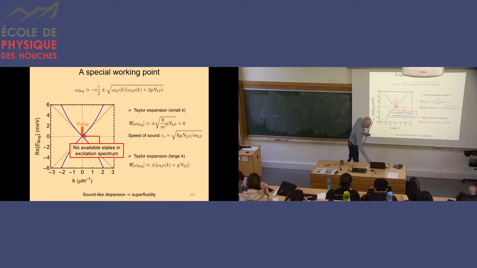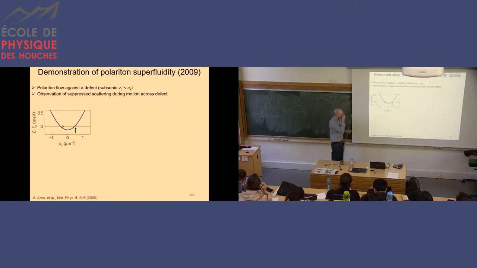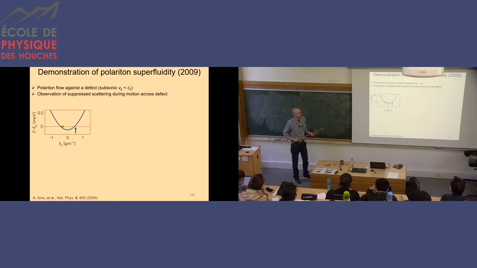So this was actually tested experimentally in 2009. People said, okay, let's create a flow of polaritons. We inject the polaritons with an angle, k angle, like this. They are going to flow in one direction, and we are going to make them flow against a defect. Usually, when you grow your sample, you can have structural defects in it. So let's go through the defect and see what happens.